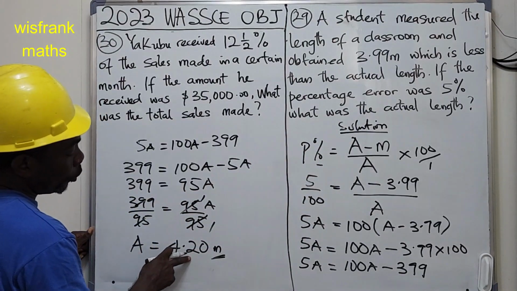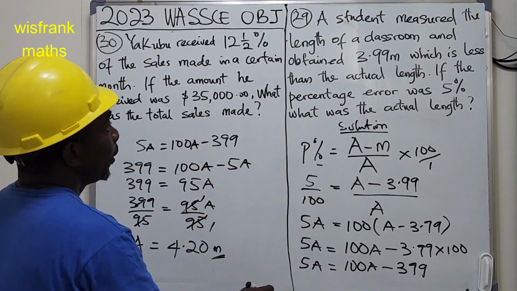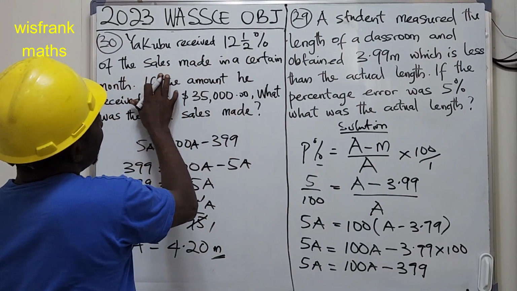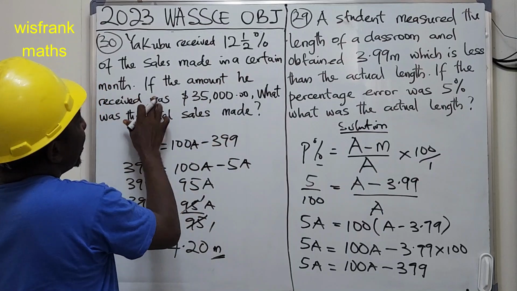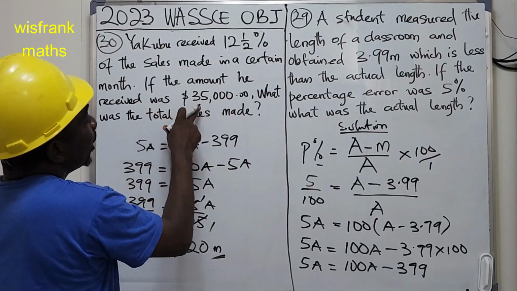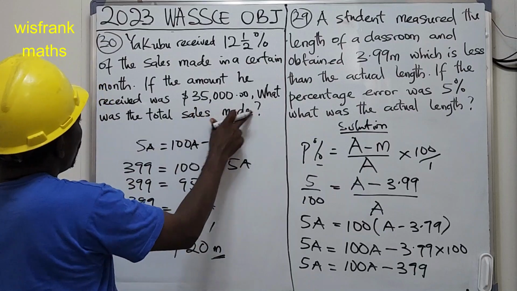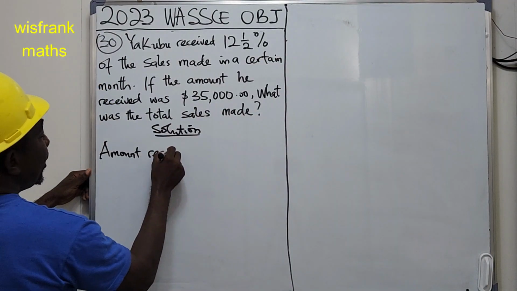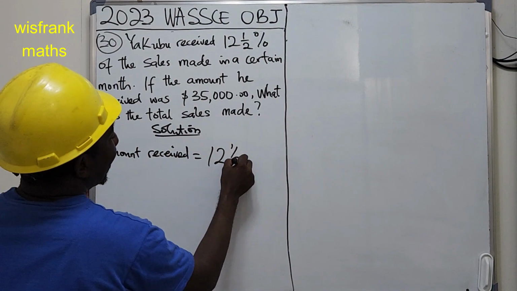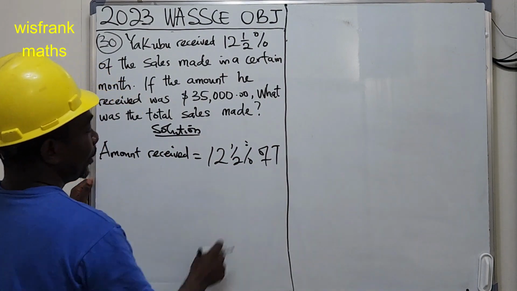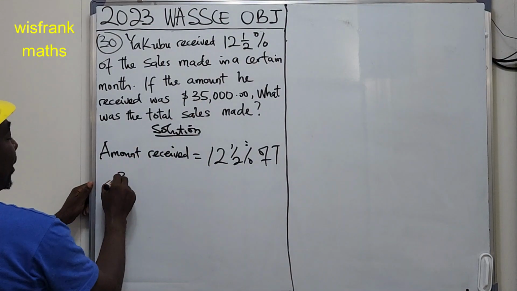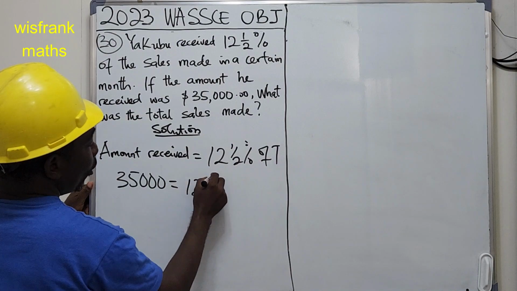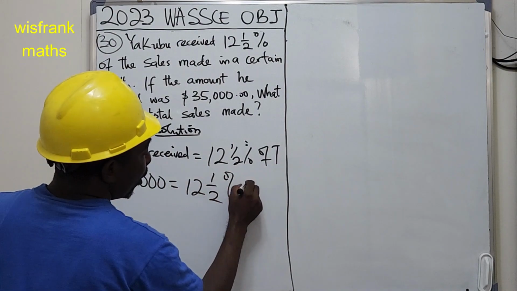So this is the value of the actual length measured. This is 4.20 meters. So we have 30. Yakubu received 12.5% of the sales made in a certain month. If the amount he received was $35,000, what was the total sale net? So we have the solution. Amount received equals 12.5% of total sale. Amount received is 35,000. So we have $35,000 equals 12 over 2 percentage of T.